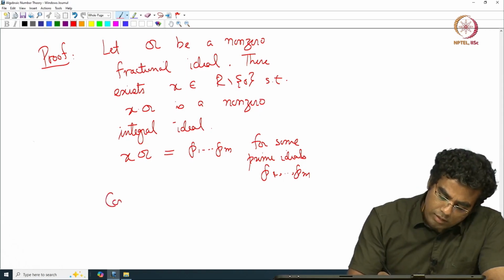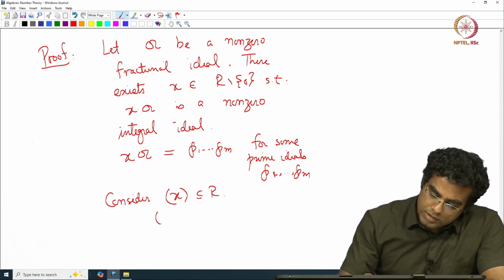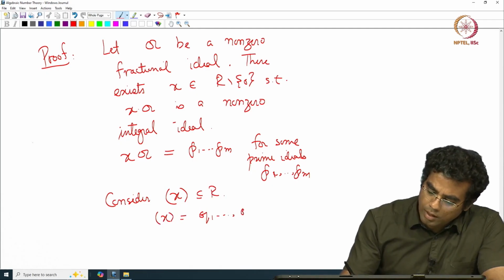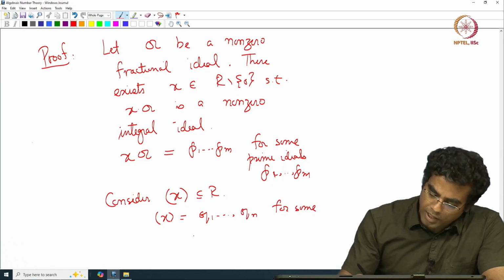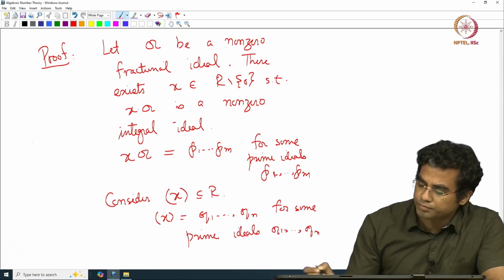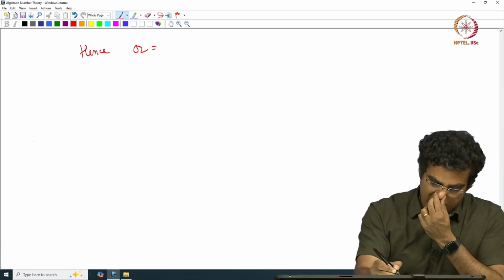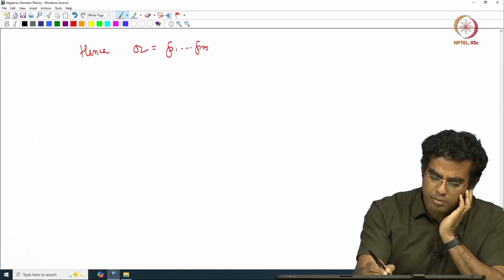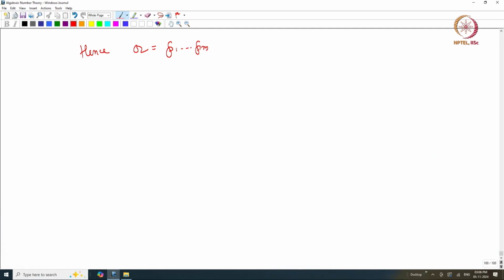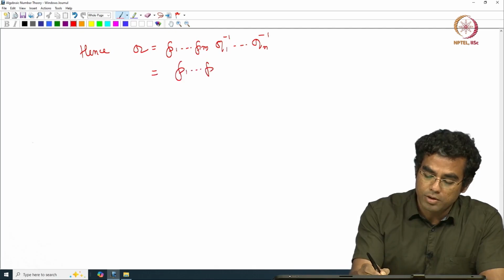Now, what I do is I consider the ideal x. Okay. So, x is Q1 up to Qn for some prime ideals Q1 up to Qn. Hence, A is P1 up to Pm times Q1 inverse up to Qn inverse. This is another way of writing P1 up to Pm over Q1 up to Qn.